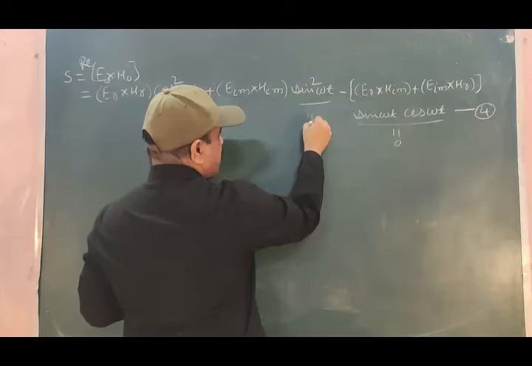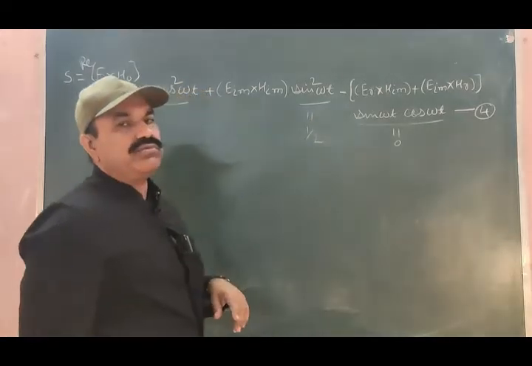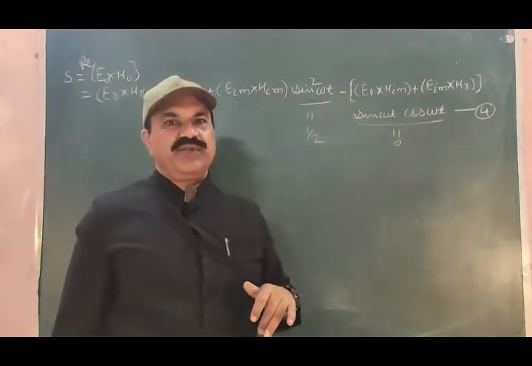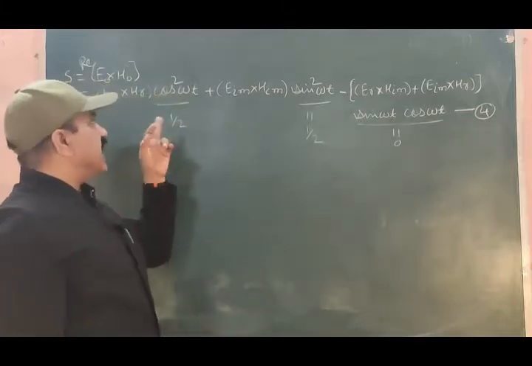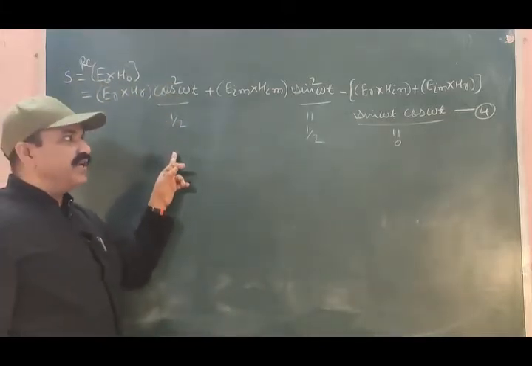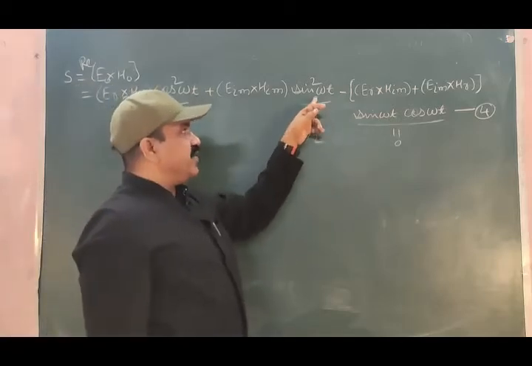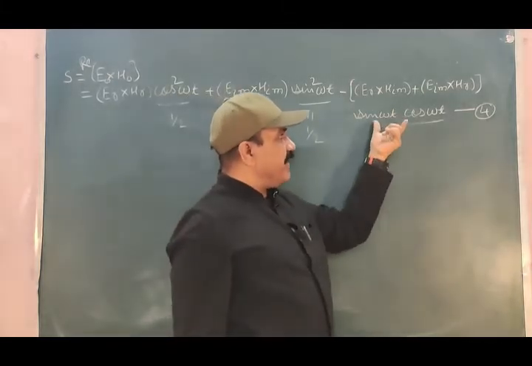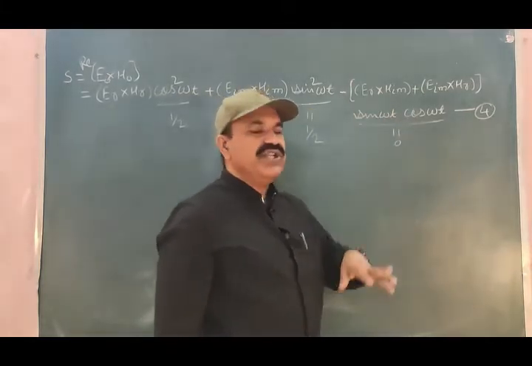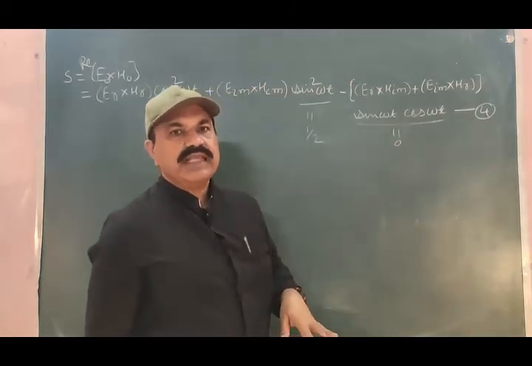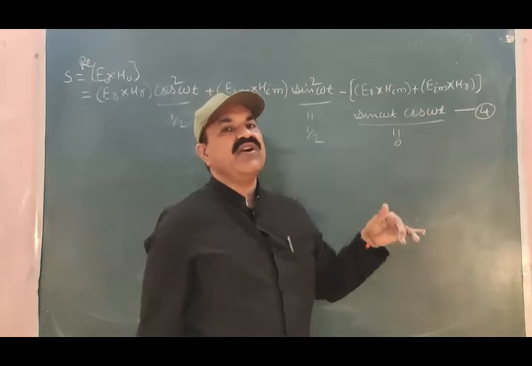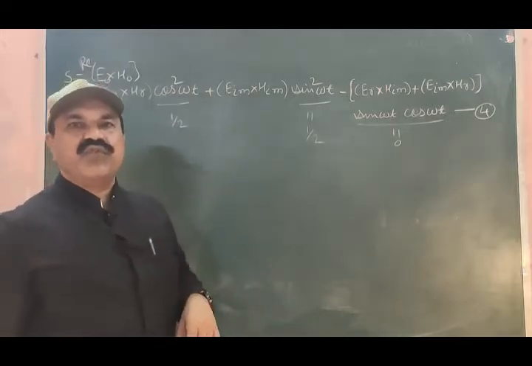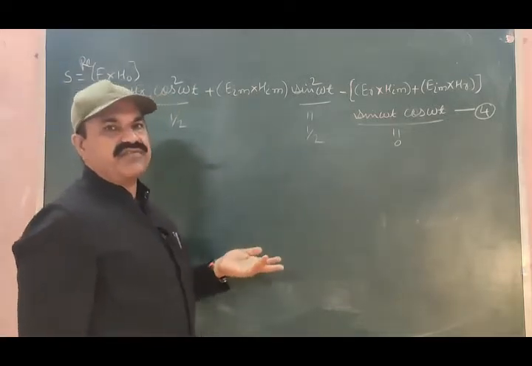Time average of sin square omega t is 1 divided by 2, and the time average of cos square omega t is also 1 divided by 2. In the first term, the time average of cos square omega t is 1 by 2. In the second term, the time average of sin square omega t is also 1 by 2. In the third term, the time average of sin omega t into cos omega t is equal to 0. Let us substitute the time average values of these terms in equation 4 and rewrite it.